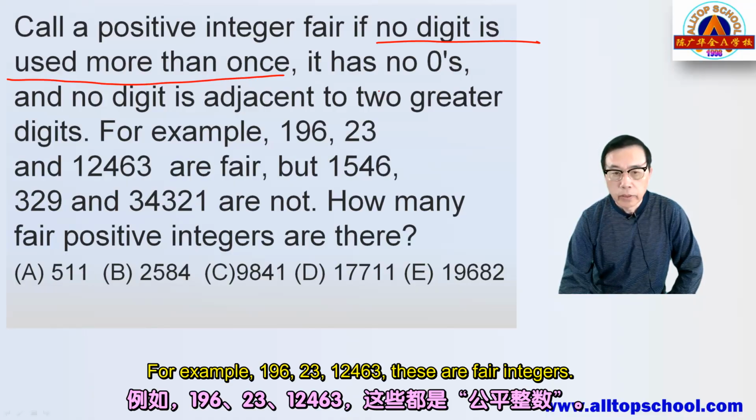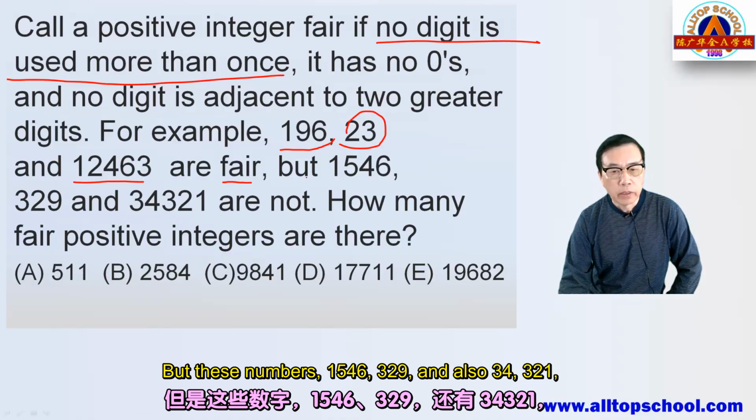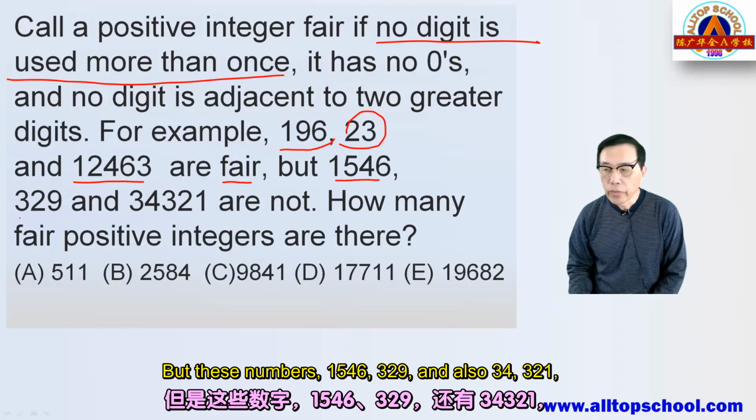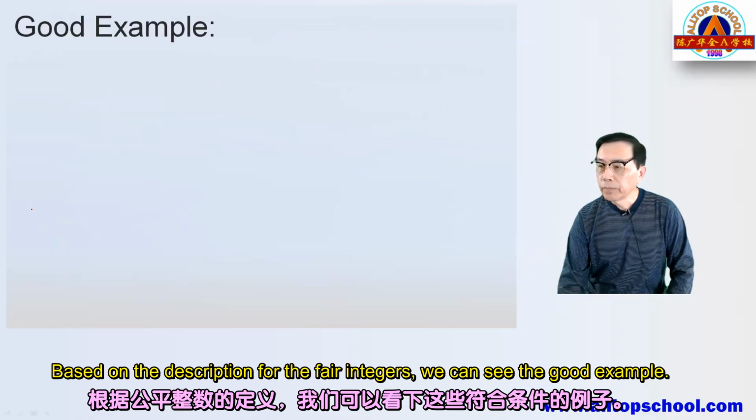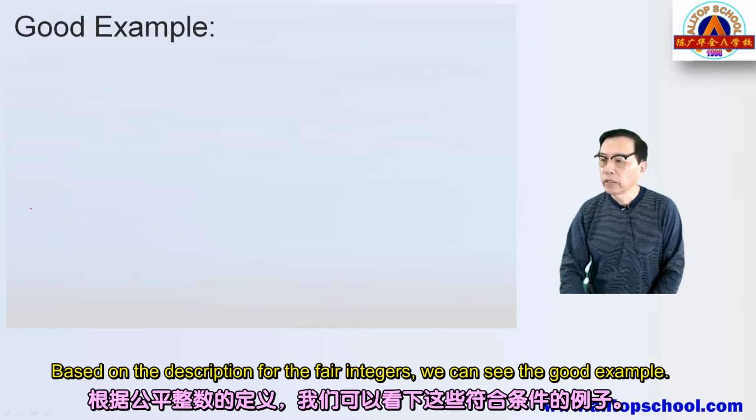For example, 196, 23, and 12463 are fair integers. But the numbers 1546, 329, and also 34321 are not. How many fair positive integers are there? We have 5 choices. Based on the description of the fair integers, we can look at the good examples.